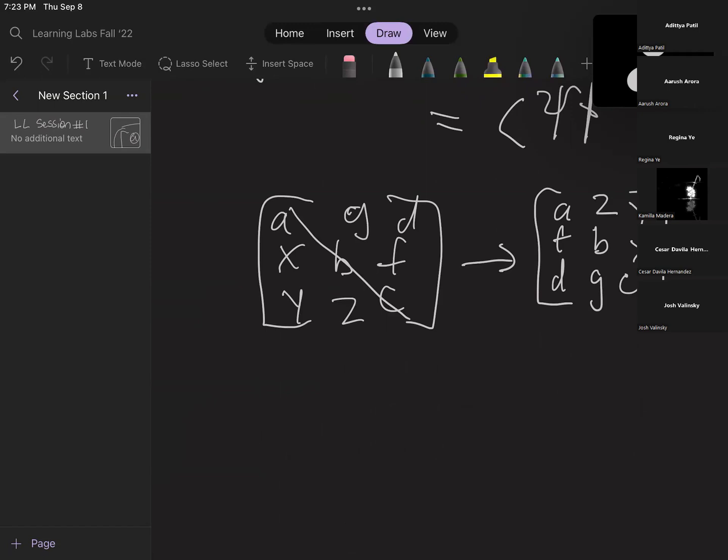Swap the F and G. F and Z. F and G. Okay, swap F and G. Yeah. It's still wrong. Oh, no. Okay.